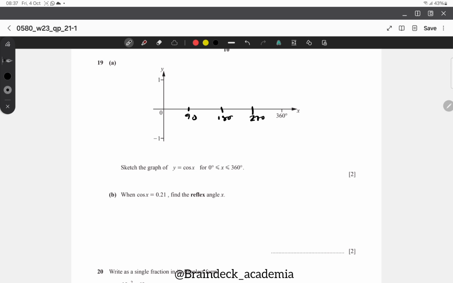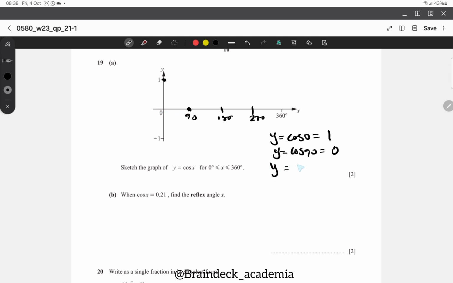When y equals cos 0, cos 0 is 1. So that means our y is 1. So when x is 0, y is 1. I'm going to dot here. When x is 90, cos 90 is 0. So y is 0. So 0, 90. I'll dot here.